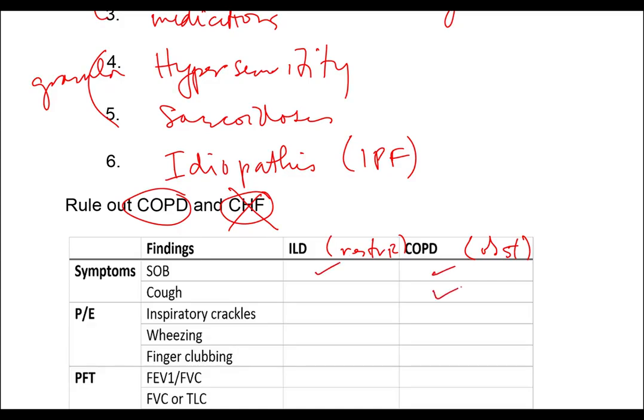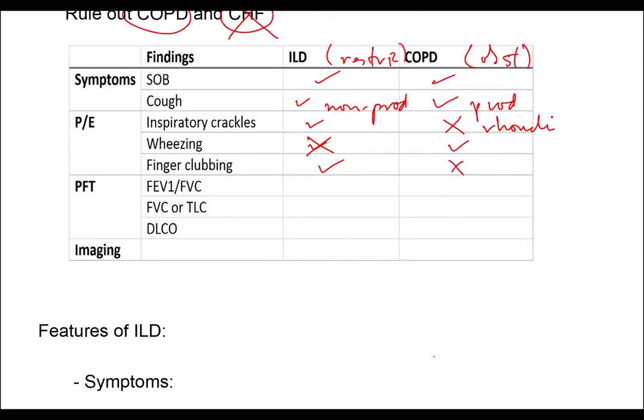Note that COPD is going to present with a productive cough, but interstitial lung disease is going to be a non-productive cough because it's in the alveolar wall with inflammation and fibrosis. When we talk about crackles, interstitial lung disease has a very specific crackle pattern, whereas we don't think of COPD as having crackles, we think of it as having wheezing or rhonchi. So no wheezing in interstitial lung disease, but yes, we see it in COPD. And the last, finger clubbing, is seen in about half of the cases of interstitial lung disease, but it is not a feature of COPD.